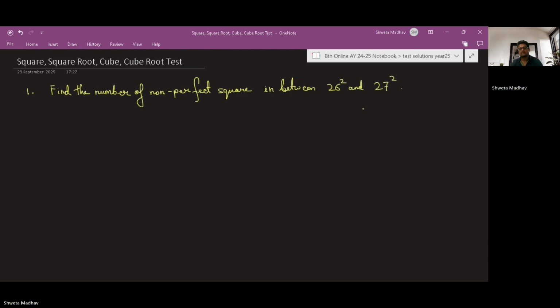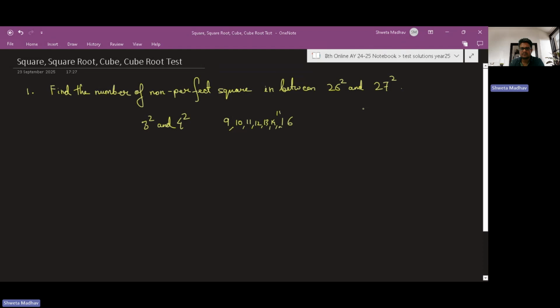So suppose it is asked to find the number of non-perfect squares in between 3 square and 4 square. 3 square is 9 and 4 square is 16. So now the non-perfect squares are 10, 11, 12, 13, 14, and 15. So obviously there are 6 non-perfect squares.